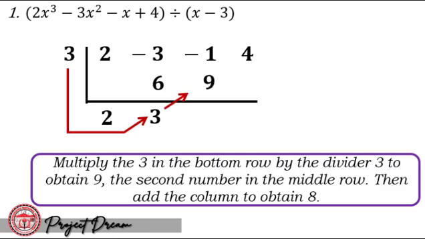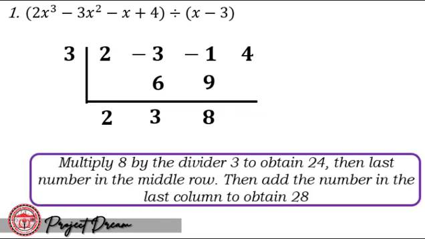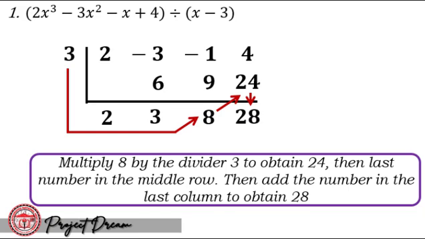Isusulat naman natin siya sa second column na katapat ng negative 1. And negative 1 plus 9 is equal to positive 8. So same process lang po tayo. Multiply 8 by 3 to obtain 24, the last number in the middle row. Then add the number in the last column to obtain 28. So 4 plus 24 is equal to 28.